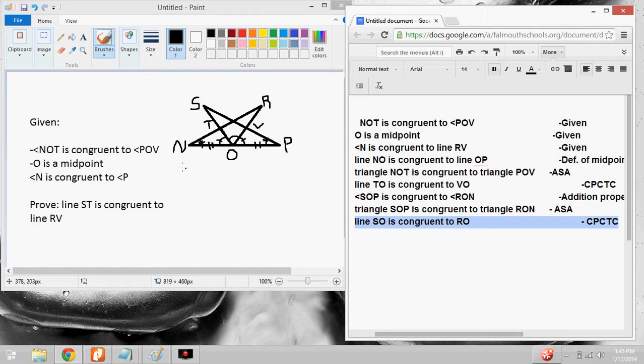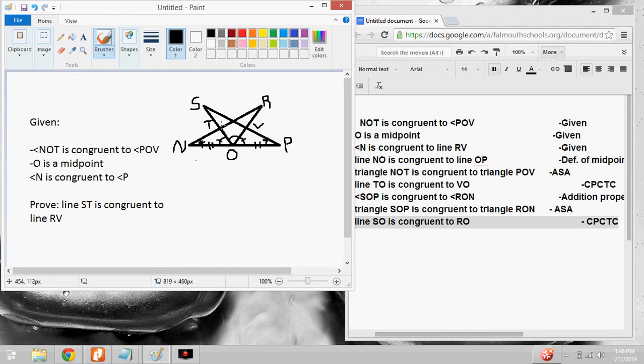And finally, we can say that what we're trying to prove here, ST, is congruent to line RV. We can say this because we know that line OR and OS are congruent. We just proved that. And we know that OT and OV are congruent. We proved that a little while ago.